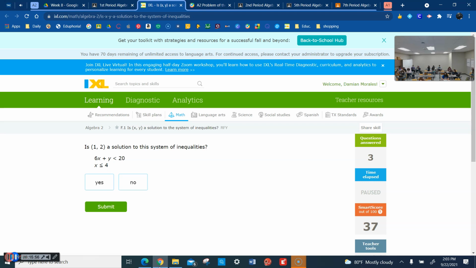So that first inequality, 1, 2, is a true point. It works. How about the next one? X has to be less than or equal to 4. My x value is 1. Is 1 less than or equal to 4? Yeah. So I have 2 truths. Since they're both true, I hit yes and then submit. And I have been officially designated as awesome.